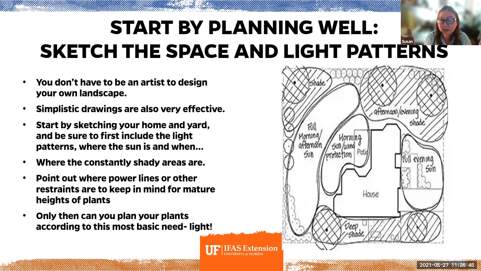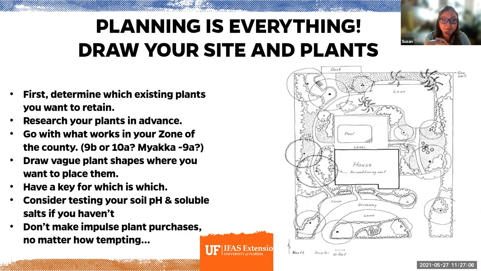So point out also where power lines are or other restraints to keep in mind for the mature size of a tall tree or a tall palm. And of course, light is one of the most important basic needs for your plant. Keep in mind what the plant needs and where you'll be putting it. And another important thing is determine which existing plants you want to retain. So you want to identify all the plants that you have, and you may want to retain a lot of them. And that's definitely recommended. They're already established. So it takes far fewer resources to keep that plant happy if it's already there, if it's a desirable species, if it's not invasive, and you like it, by all means, go ahead and keep a plant like that.